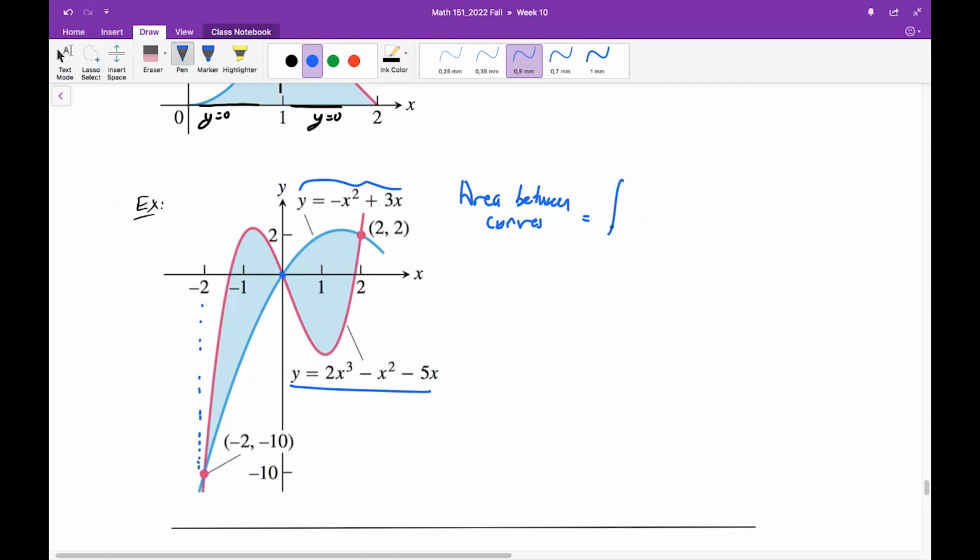So it will go from -2 to the origin. What is the bigger curve? Over this interval, the pink one is the upper curve, and this one is the smaller one, the lower curve. That's why I will subtract the smaller one from the bigger one. The bigger one is given by this expression minus the smaller one, which is given by this expression. So you see I take the difference of them, and my integral is with respect to dx.